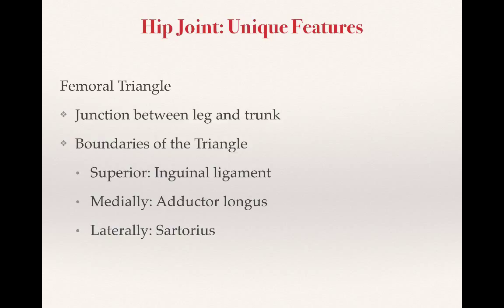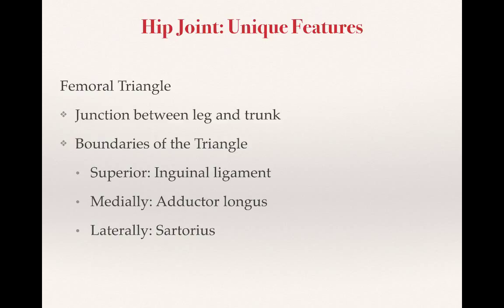Next, let's talk about the femoral triangle. The femoral triangle is the region, again, we're talking about the junction between the leg and the trunk. Since we are talking about a shape here, let's give it some boundaries. Superiorly is the inguinal ligament. Medially is the adductor longus, and laterally it's the sartorius. When these three structures meet, we get the border of a triangle.